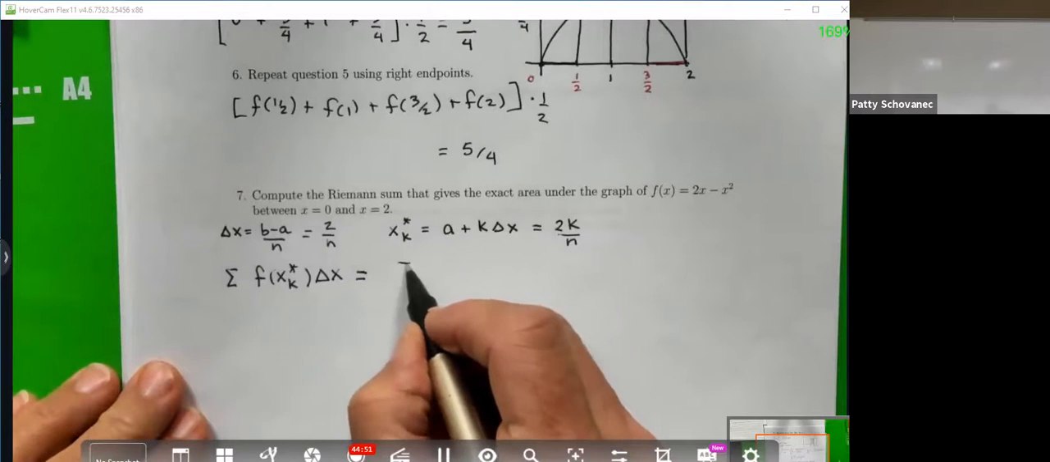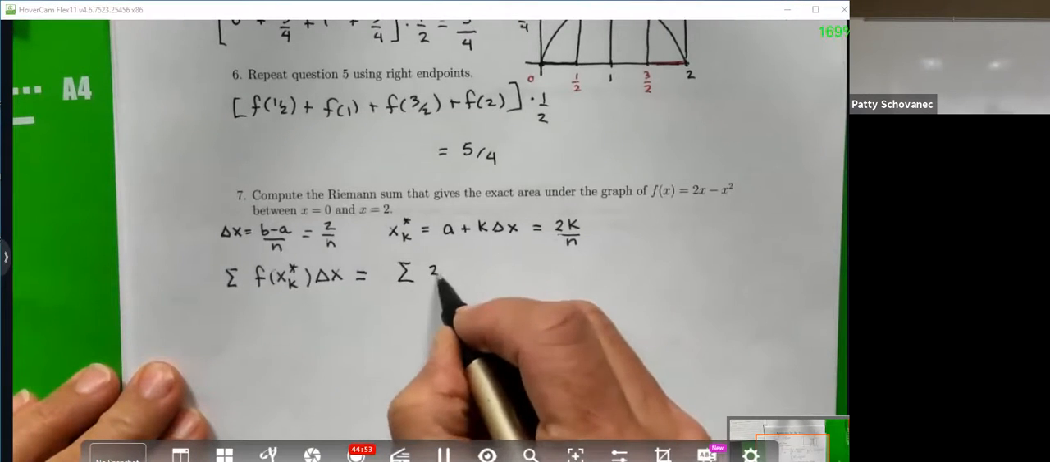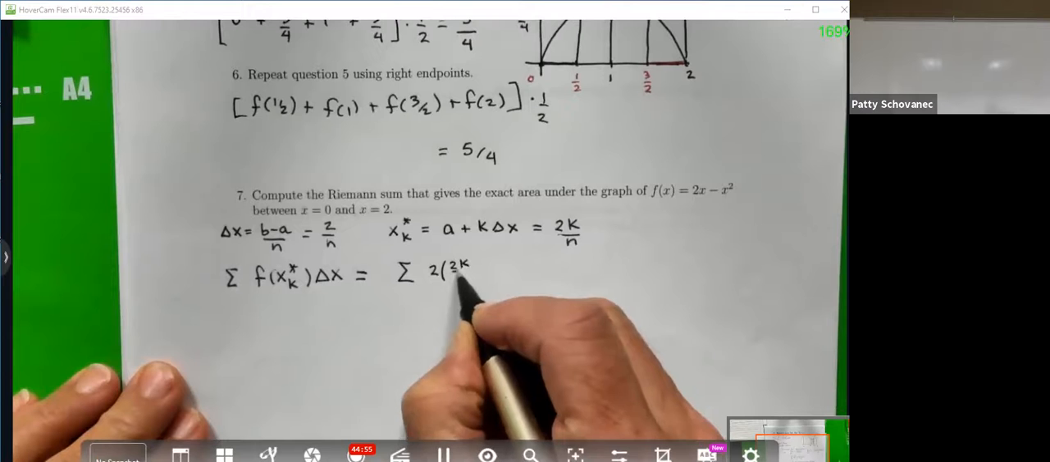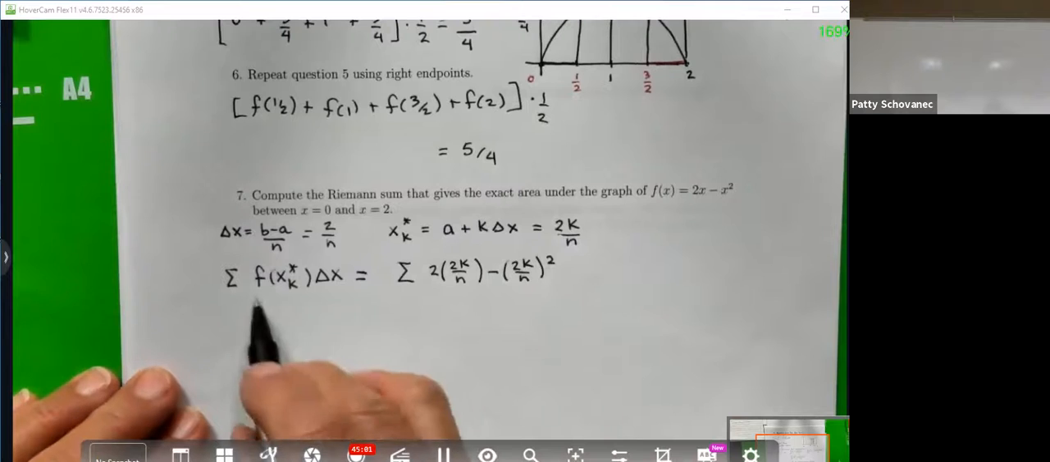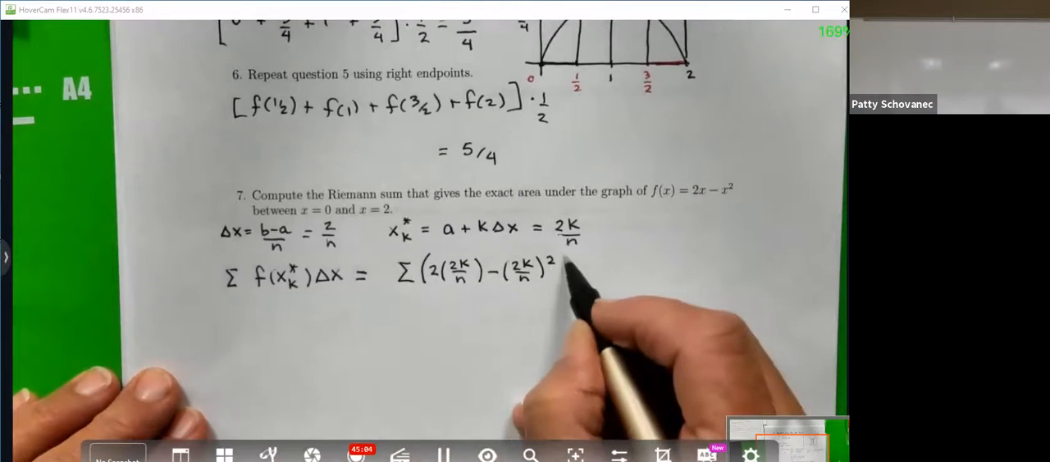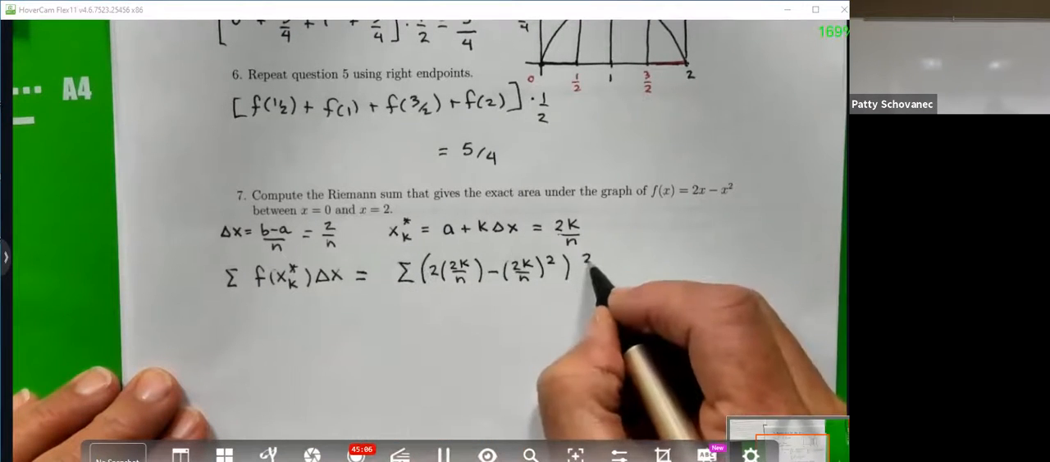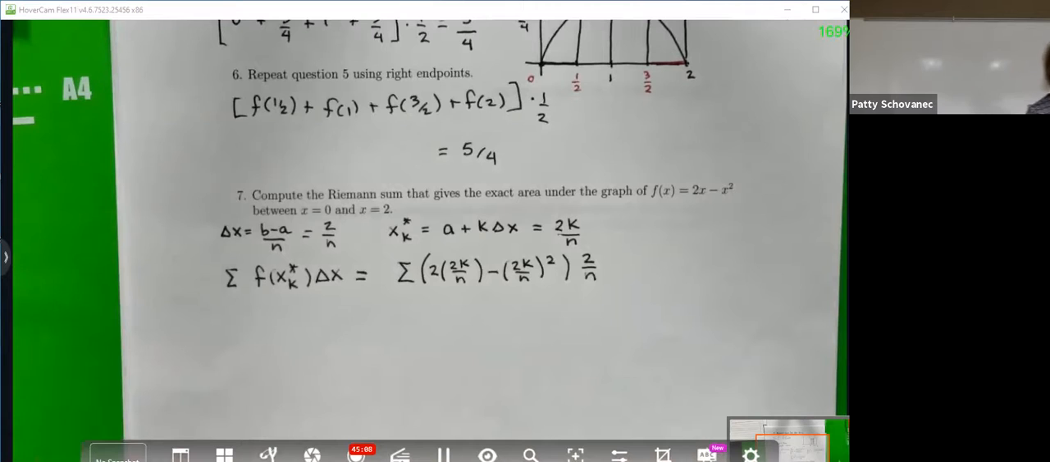So for us, it should look like the summation of 2 times 2k over n minus 2k over n squared. That's my f of xk times my delta x. So I want you to simplify that, write that as 2 individual summations, leaving only the k's inside the summation, and then we'll whip out our formulas and our limit.